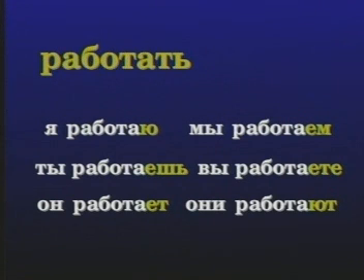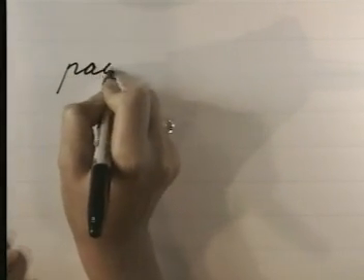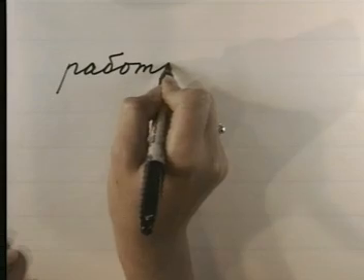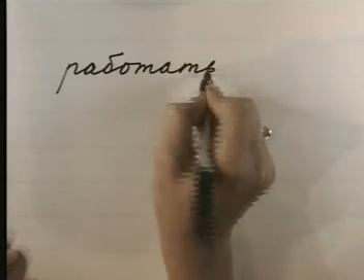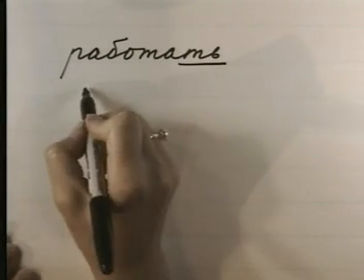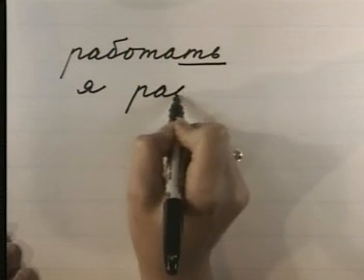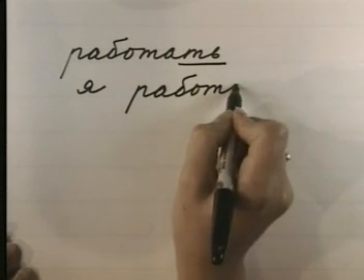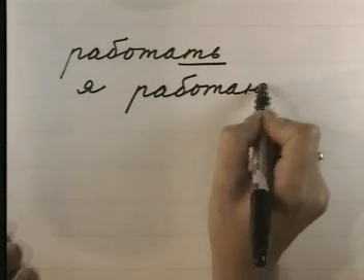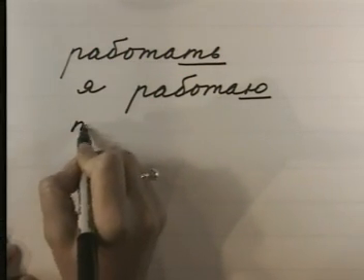Are you ready to write this down? So here we go. Our verb is работать. You know, this is the infinitive ending. So we work with работа. This is our verb stem. And we begin. Я работаю. That's right. That's our first person ending. Я работаю. Ты.